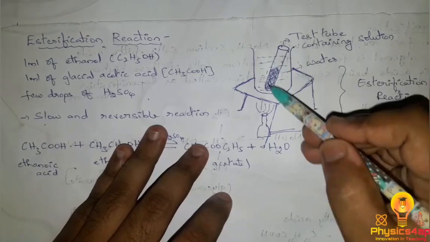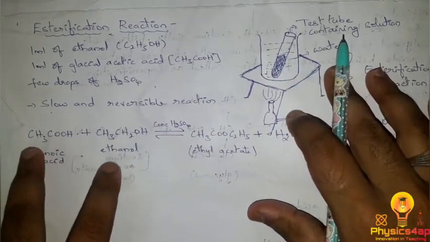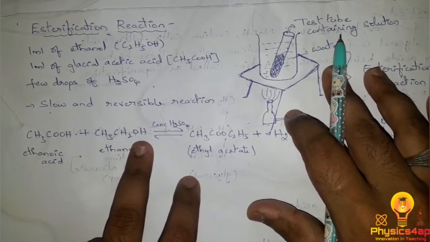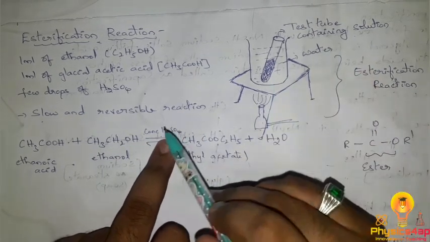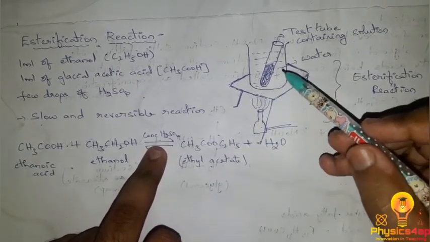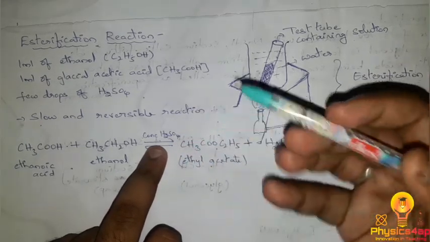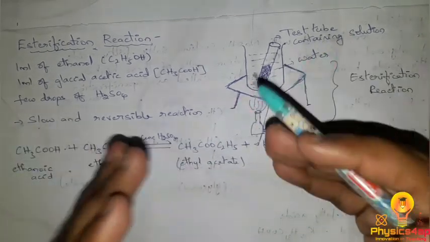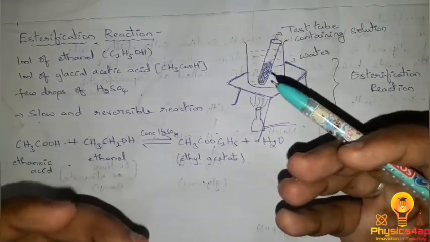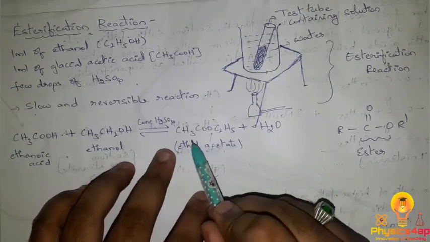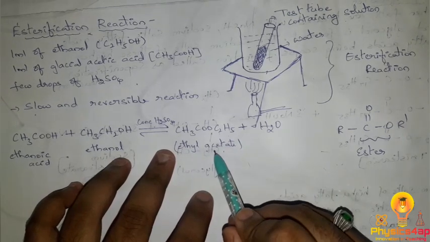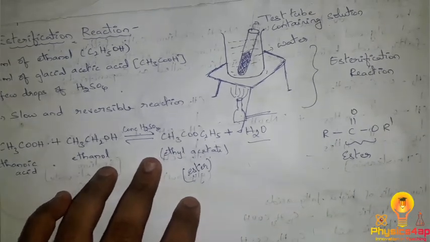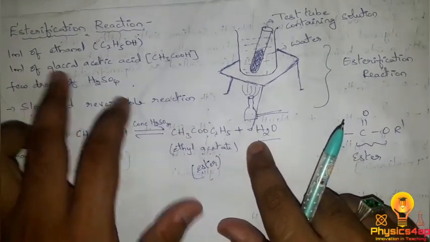Now in the solution in the test tube, we have ethanoic acid, that is CH3COOH, and 1 ml of ethanol, that is CH3CH2OH, and a few drops of concentrated H2SO4 is added. This concentrated H2SO4 is just acting like a catalyst over here. As the reaction is slow, after a few minutes we get a sweet smell. The sweet smell is of ethyl acetate, that is CH3COOC2H5, which is also called the ester, plus H2O, water molecules, which are released. So this reaction is called the esterification reaction.